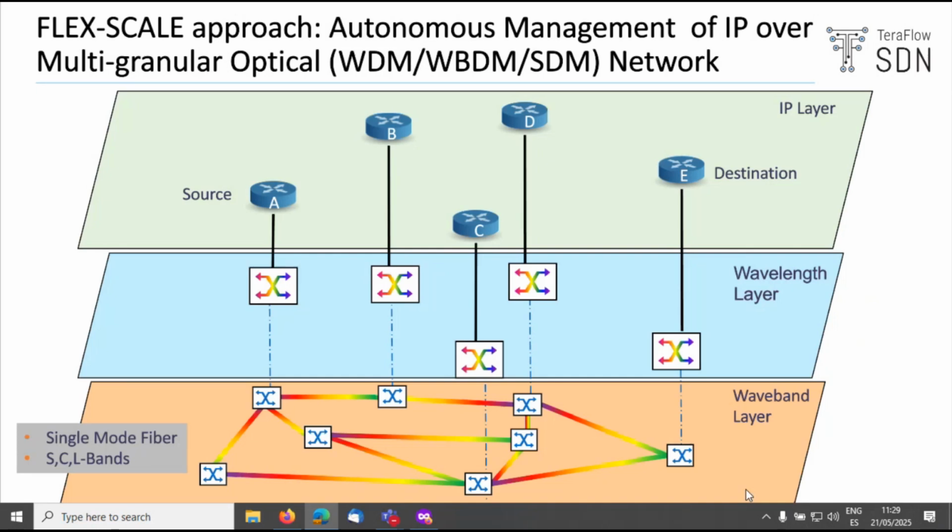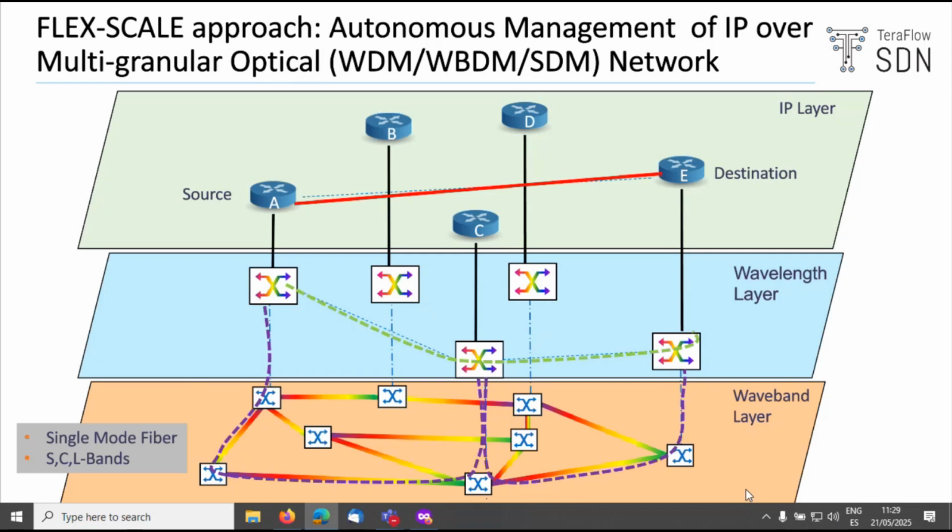Okay, and then let's take a look at how we manage IP-over-DWDM networks. You see this layered approach: we have the waveband layer, the wavelength layer, and finally the IP layer. If we intend to go from A to C, we need to create a virtual link at each layer and then offer it to the higher layer. So in this case, from A to E, the different channels need to be activated, and then we are able to connect the routers.